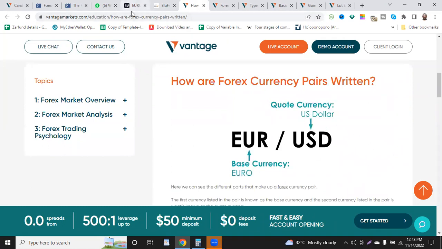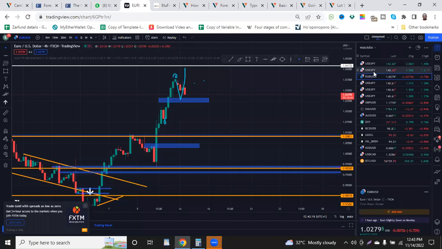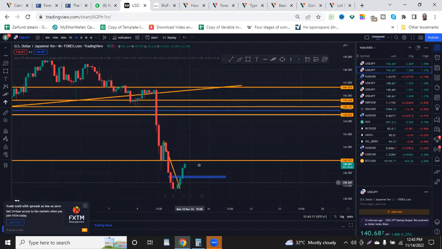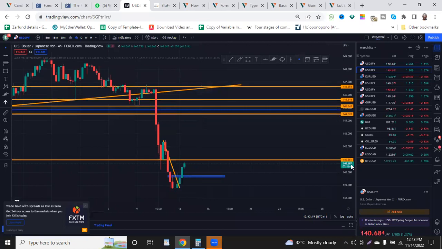Then when you look at another pair, let's look at this one, USD JPY. So on this USD JPY right now, you see on the side there, 140.675. That's the quote. So USD, if you enter a buy trade now on USD JPY, it means that you are trading on the basis of the USD because it's the base currency.